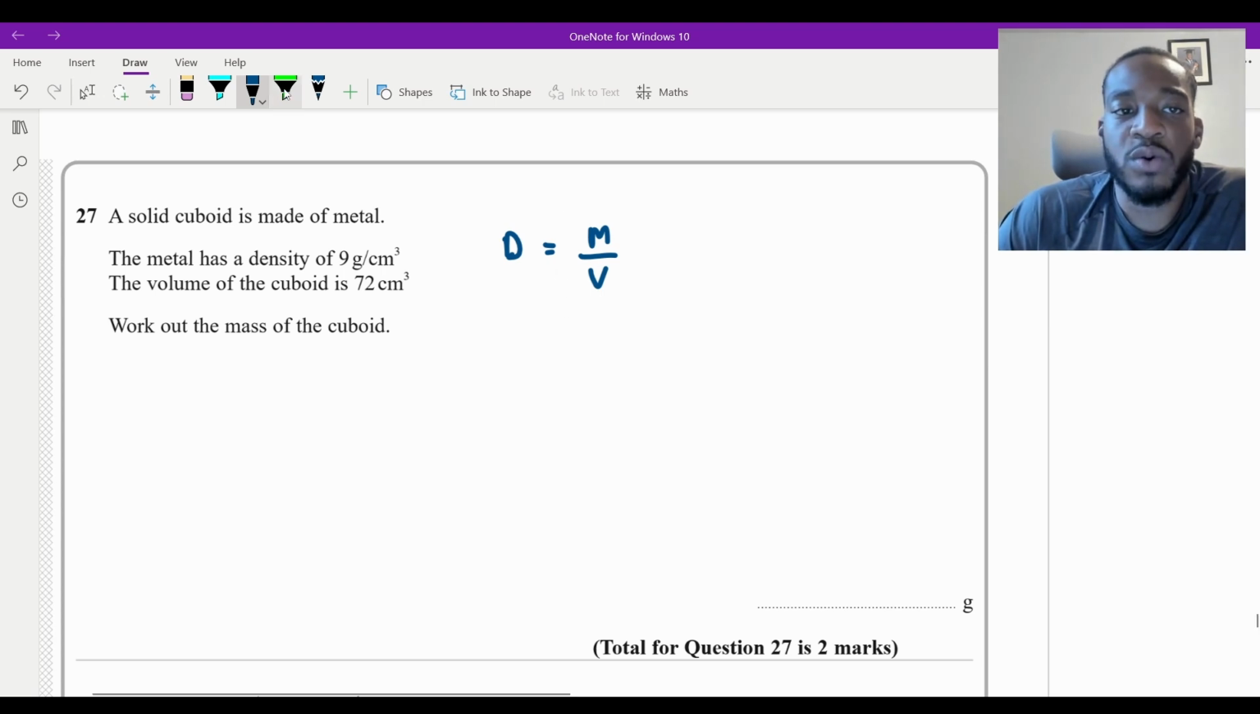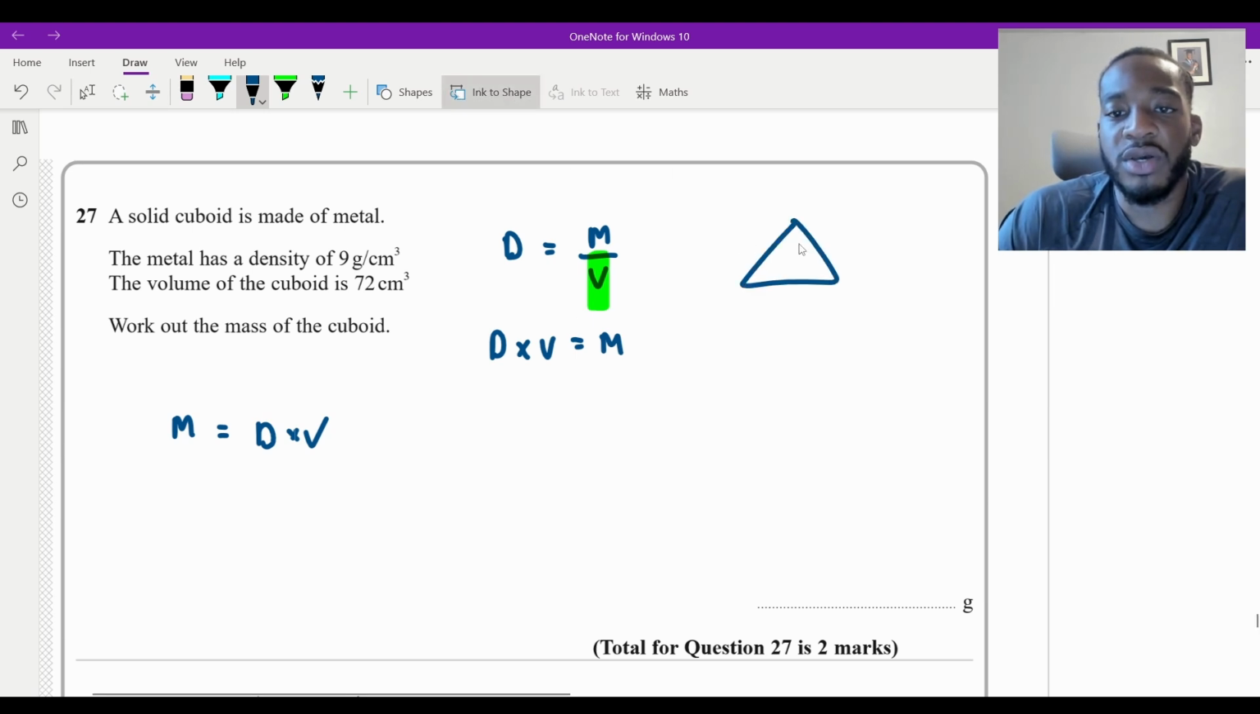How do I rearrange this? Well, I need to get rid of this V here. So I'm going to just times both sides by V. So it becomes D times V is equal to M. So therefore, if I want to calculate the mass, it's just going to be equal to the density times the volume. Or you can use a formula triangle, can't you? Like that.